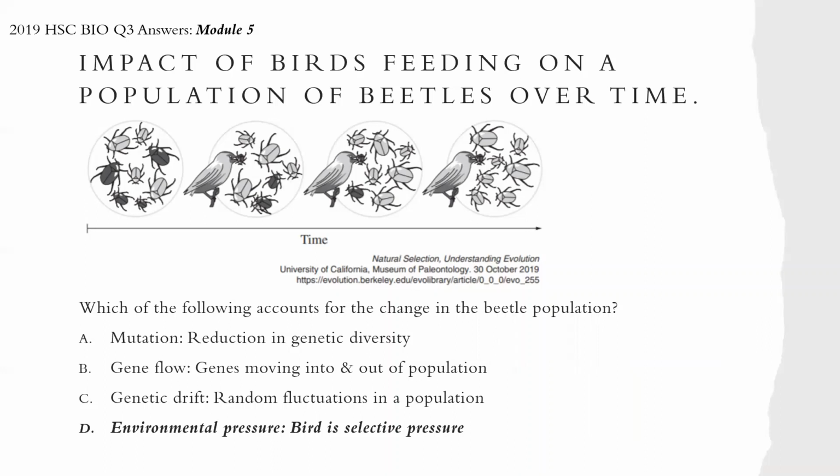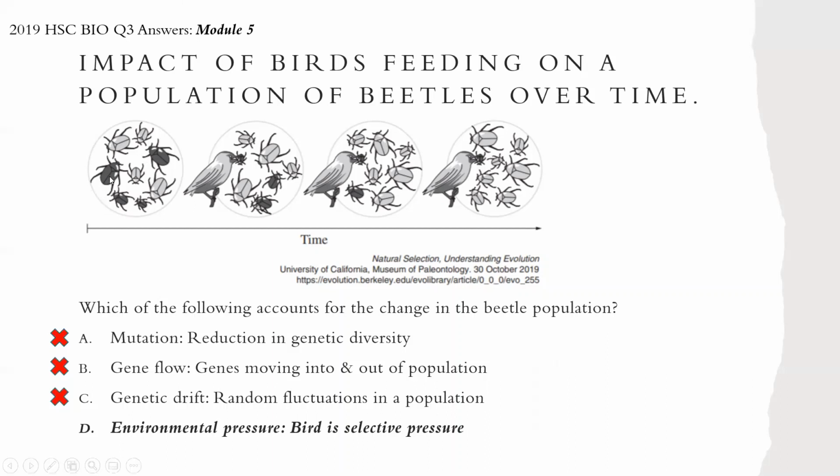So it's an environmental pressure. So the bird's acting as a selective pressure. We know it's not going to be a mutation since there's a reduction in genetic diversity. We're not seeing more genetic diversity coming about. Additionally, we know it's not gene flow because there's no genes moving into and out of the population. This appears to be a closed population. And finally, it's not genetic drift because there's no random fluctuations in the population that we can see.